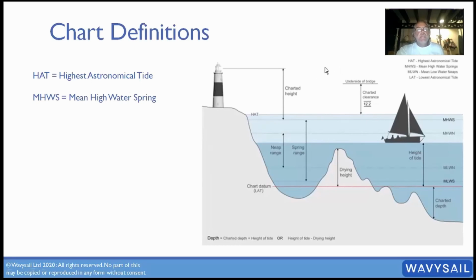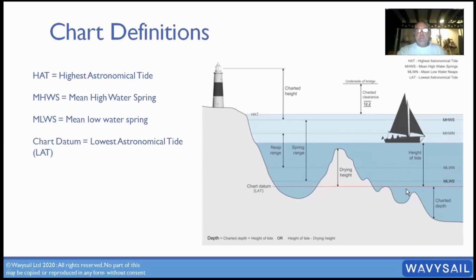Then you've got your mean high water springs. That's your average high water tide. So you take all the high water tides across the year, that's your average one. That's your highest one, that's your average one. You get the same thing down here, mean low water springs. So that's obviously high water neaps, mean low water neaps, mean low water springs right down the bottom. That's your average spring lows.